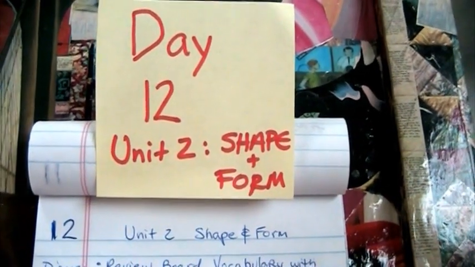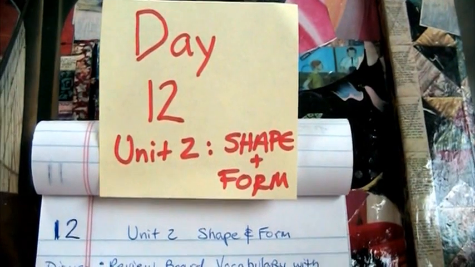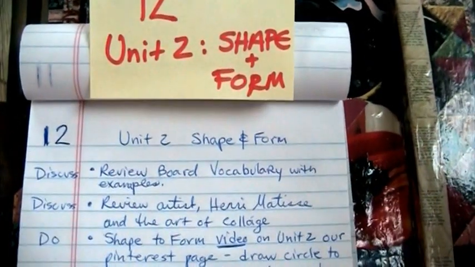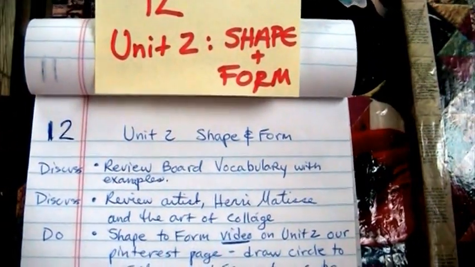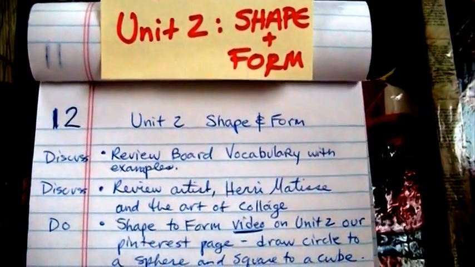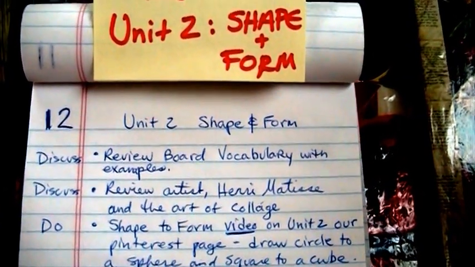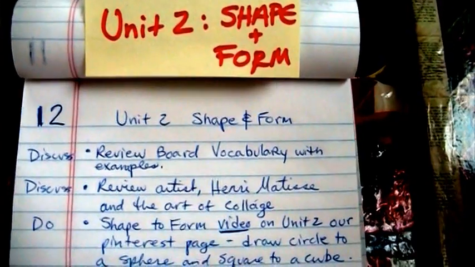Hi class, welcome to day 12, unit 2 on shape and form. We reviewed the board vocabulary and talked about some examples. We reviewed the artist Henri Matisse and the art of collage.